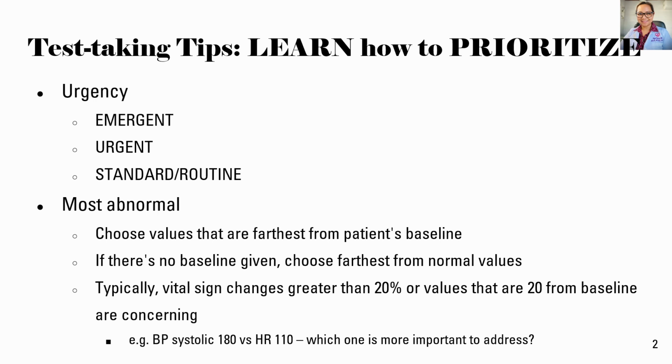For example, if you're deciding between a systolic blood pressure of 180 or a heart rate of 110, the systolic blood pressure of 180 is more concerning. While a heart rate of 110 is mildly elevated, a blood pressure of 180 systolic could indicate hypertensive crisis, increasing the risk of stroke or organ damage. So always ask yourself, which one of these could harm the patient first if I do nothing? This mindset helps you think like a triage nurse, which is exactly what the NCLEX wants to see.